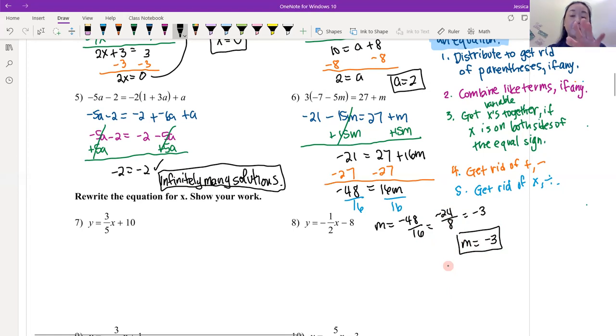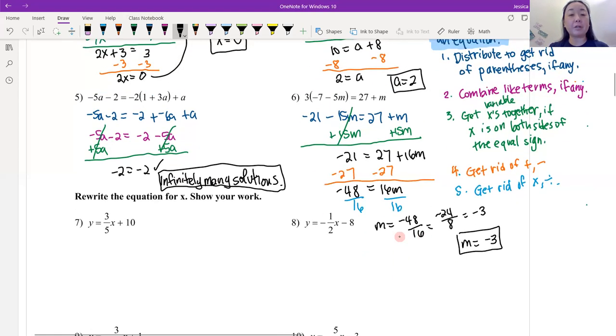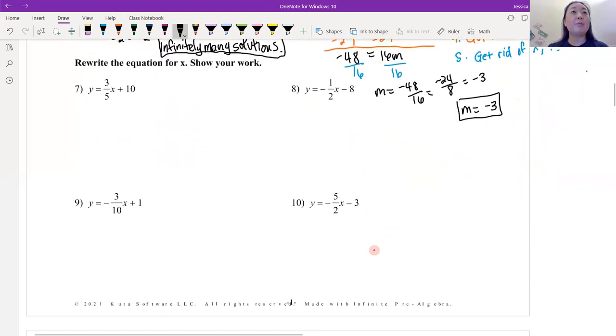Ta-da! So always make sure you simplify that. You could also do that on a calculator, but we could just do it in our heads for now. All right, so there's solving equations, and then here we have rewrite the equation for x.